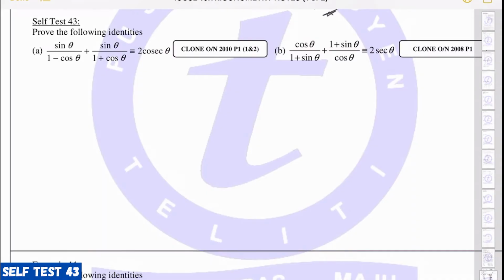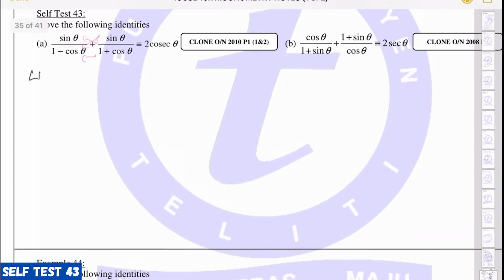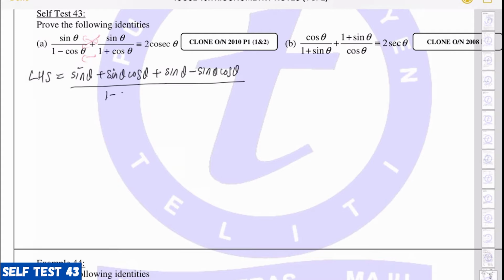Okay, in self-test 43, similar concept. So we know we have to cross multiply. So in this case, you multiply these two together, these two together, these two together. So let's get straight to this. Left hand side, sine multiplied by this is going to be sine theta plus sine theta cos theta. Whereas the second one, if you multiply, you get sine theta minus sine theta cos theta, and my denominator will be 1 minus cos theta multiplied with 1 plus cos theta.